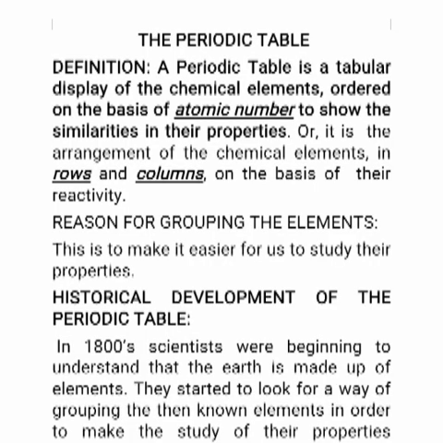Welcome back. Okay, by definition, a periodic table is a tabular display of the chemical elements ordered or arranged on the basis of atomic number to show the similarities in their properties.